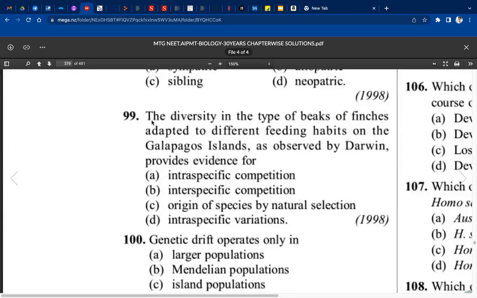Yes. Question number 99. We talked about Darwin, finches, and natural selection just now. So, Saifullah, will you read question 99? It's an important question from Darwin's finches. Yes, sir. The diversity in the type of beaks of finches adapted to different feeding habits on the Galapagos Islands, as observed by Darwin, provides evidence for.